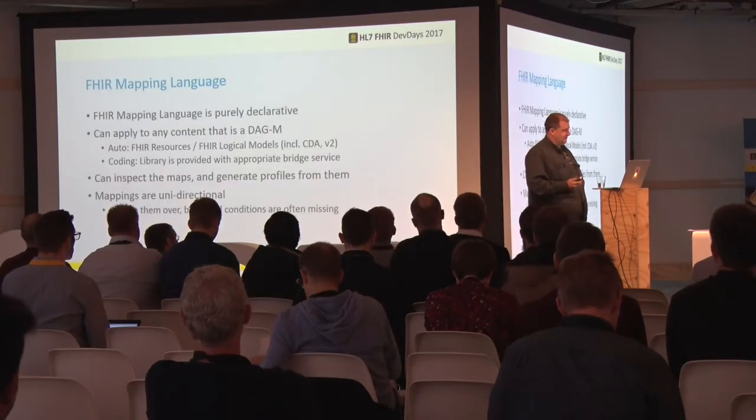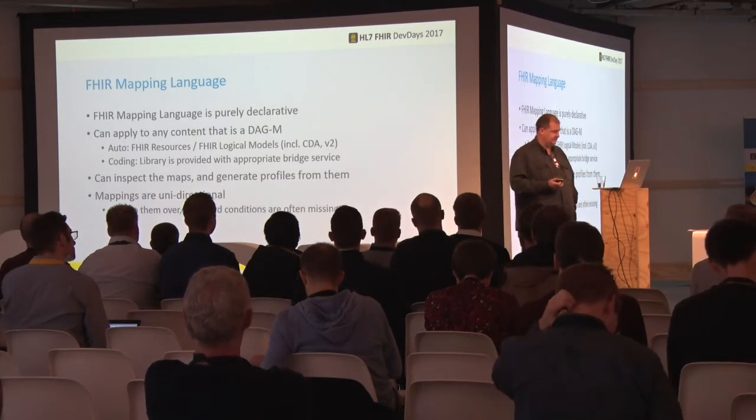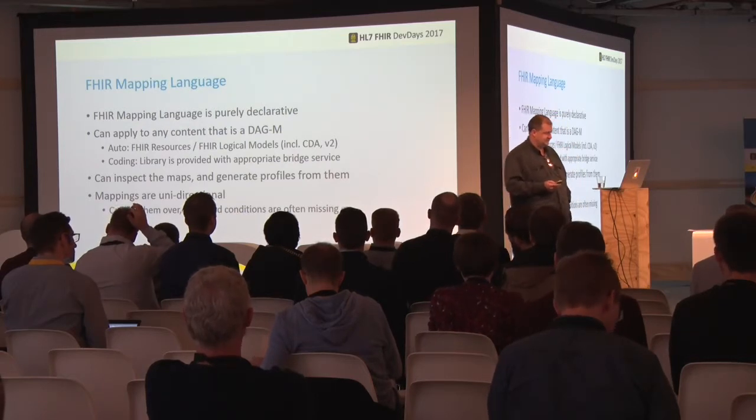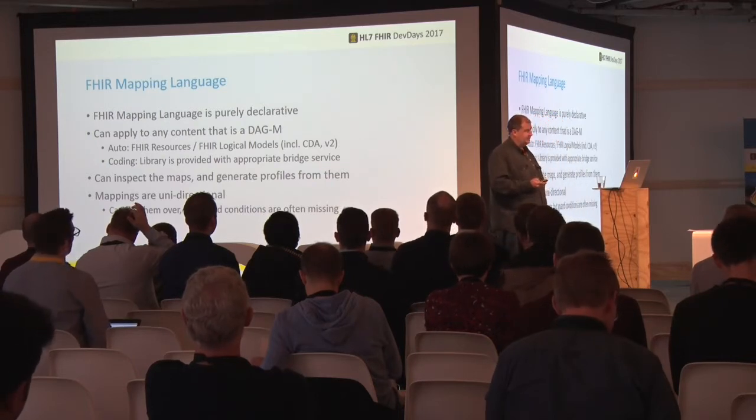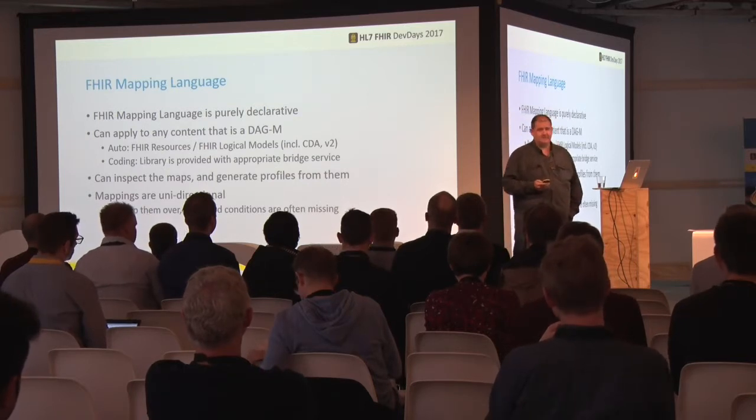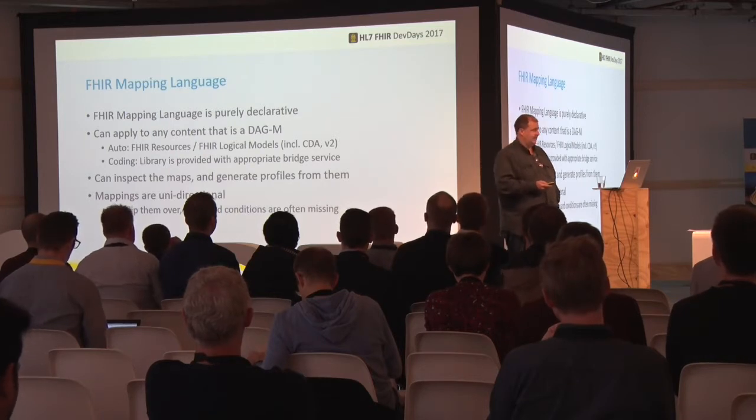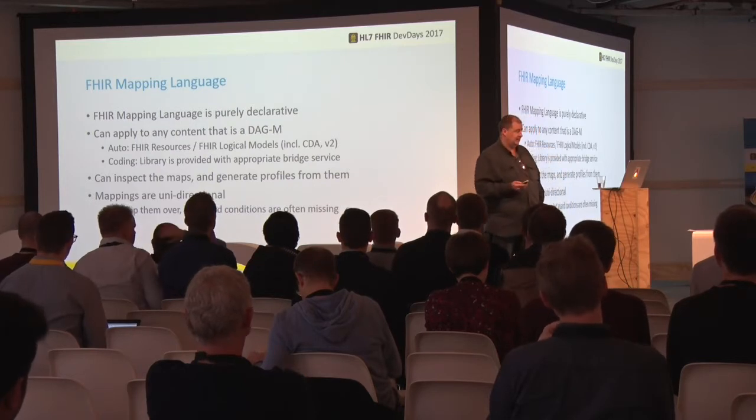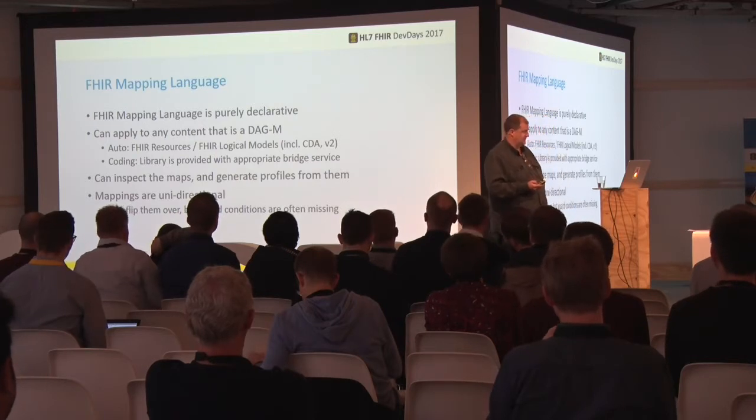So the mapping language that we define is purely declarative. It can apply to any content that is a metadated directed acyclic graph, which automatically includes all FHIR resources and anything described by a FHIR logical model, which includes CDA and version 2, although I haven't looked at all of those yet, there's work to be done. But if you're prepared to code, then anything that you can code up to feed to the library with the appropriate API, you can transform between any content that's describable and any other with the language. And the cool thing, as I said, is you can inspect the maps and generate profiles and QA them.